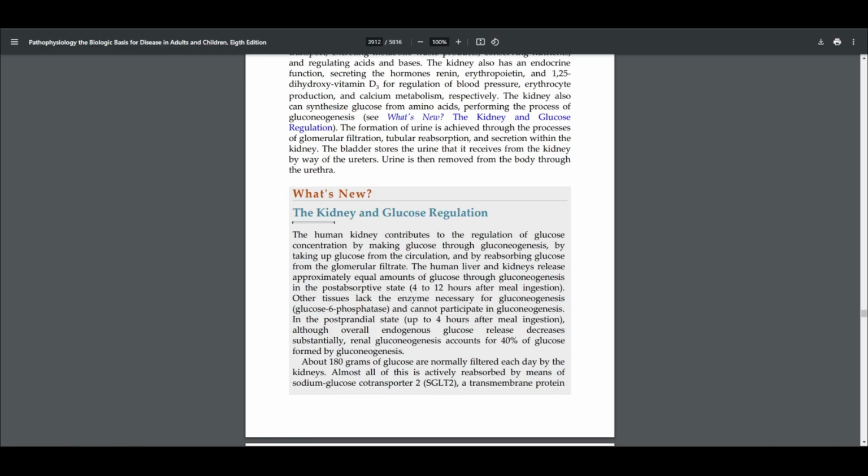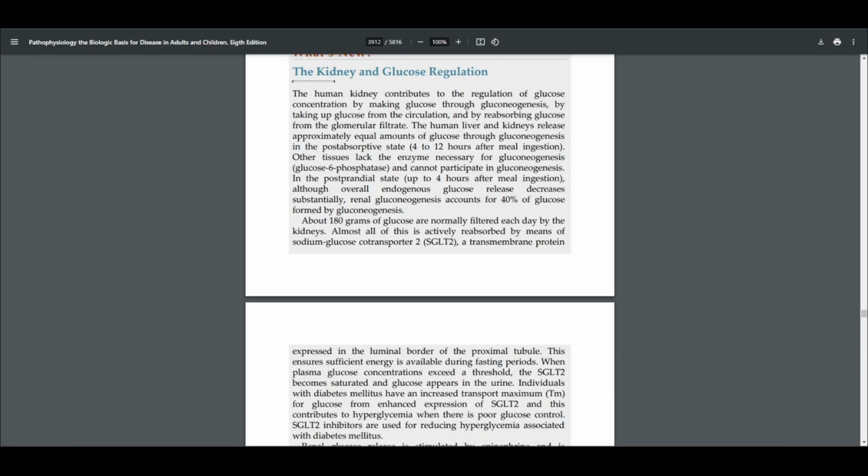So, what is new about the kidney and glucose regulation? The human kidney contributes to the regulation of glucose concentration by making glucose through gluconeogenesis. By taking up glucose from the circulation and reabsorbing glucose from the glomerular filtrate, the human liver and kidneys release approximately equal amounts of glucose through gluconeogenesis in a post-absorptive state, so 4 to 12 hours after a meal.